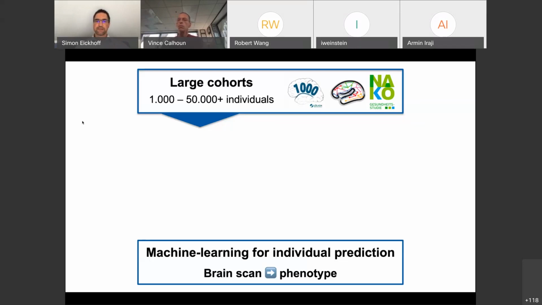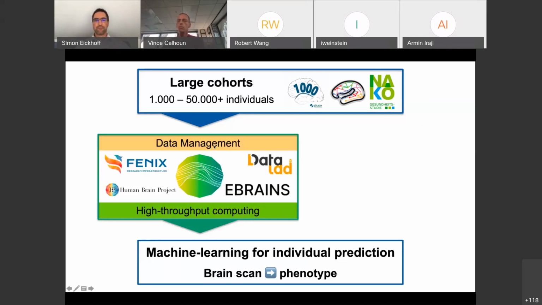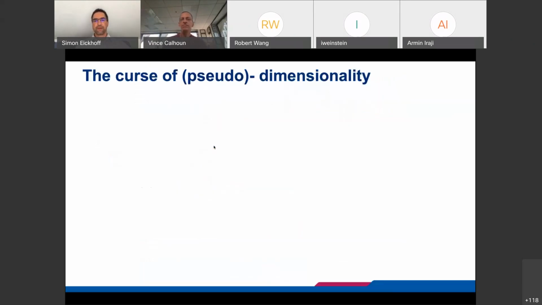And that poses a lot of challenges that in themselves would be worth a talk, namely all the challenges that come with data management and high throughput computing. At the latest with the UK Biobank, we reached the point where an Excel spreadsheet is not data management anymore. But there's another problem, a much more fundamental one. And that is what I would call the curse of pseudo-dimensionality.